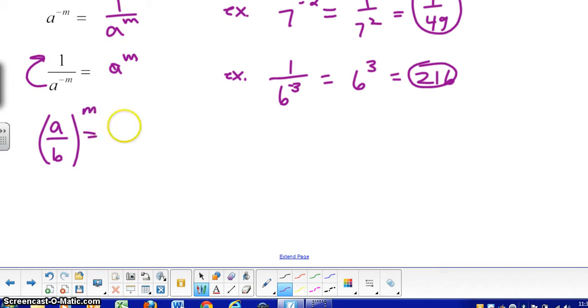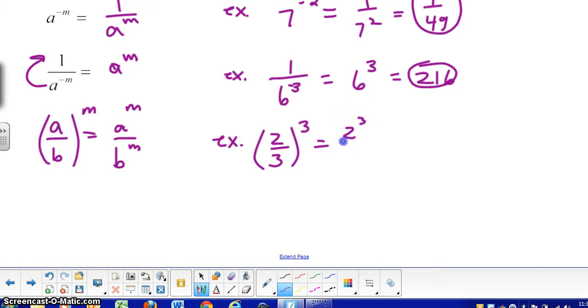Okay, and then finally, if you have a division and an exponent on the outside, that means that you can set both of them to that exponent. So a to the m over b to the m. An example of that is 2/3 to the 3rd power. So 2 to the 3rd over 3 to the 3rd is the exact same thing as 2/3 to the 3rd power, but it just makes it easier to simplify. So you get 8 over 27, and since that does not reduce, that's going to be our final answer.